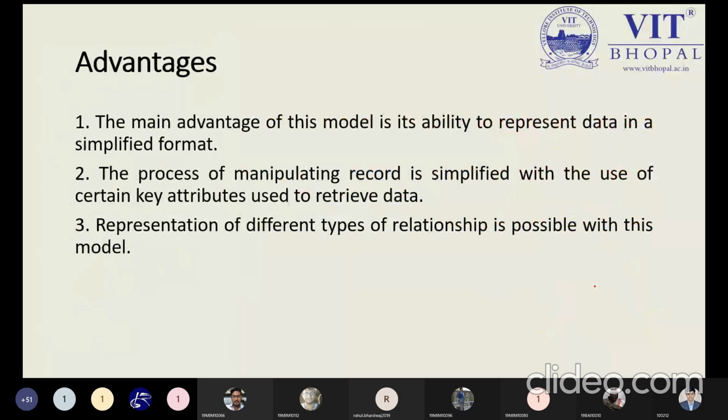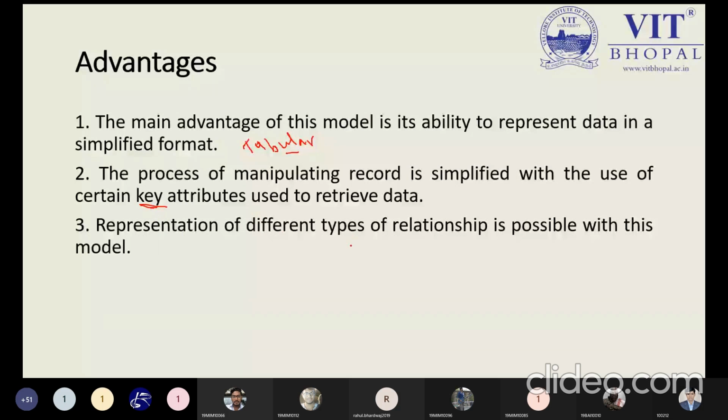Advantage of the relational model: the main advantage is that it is able to represent the data in a simplified format. And what is the format? We have tabular, so the data will be represented in a table way. That is why it is known as the simplified format. And the process of manipulating records is simplified with the use of key attributes, that is the primary key and foreign key. We will see all the concepts in detail, and of course we will implement the keys in MySQL as well.